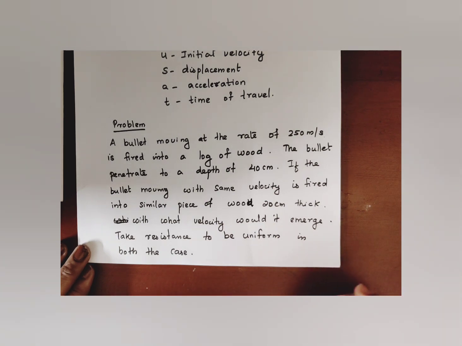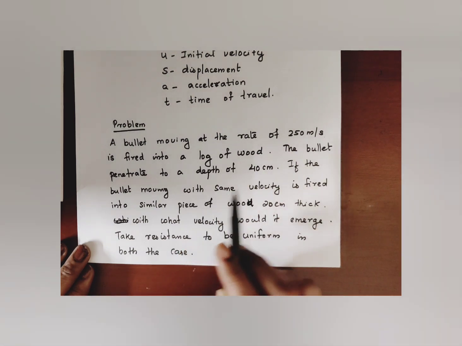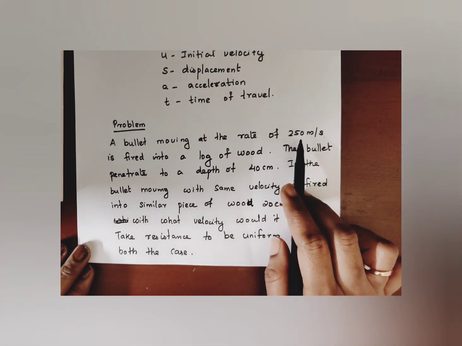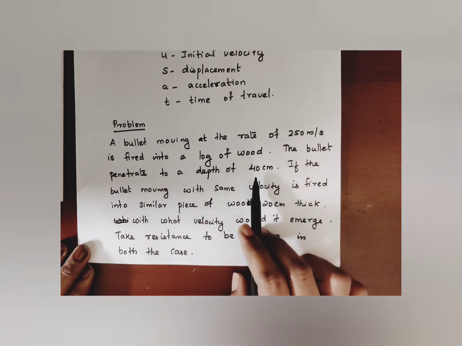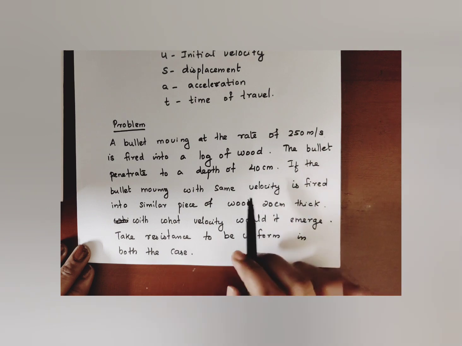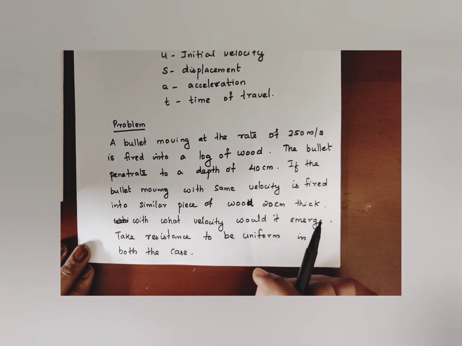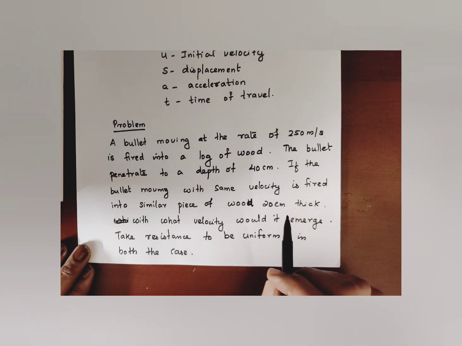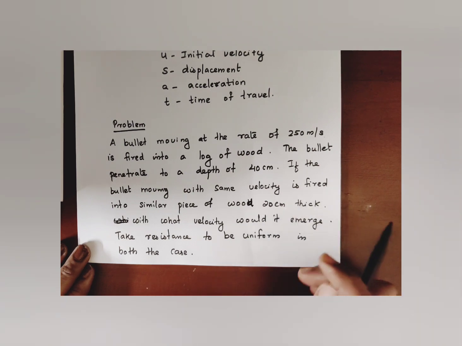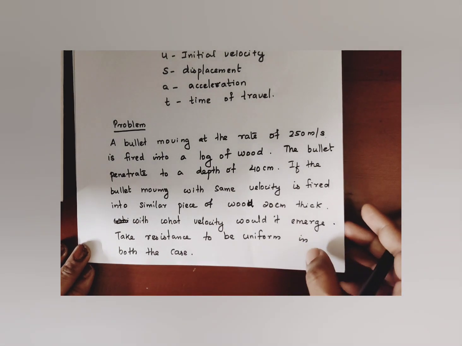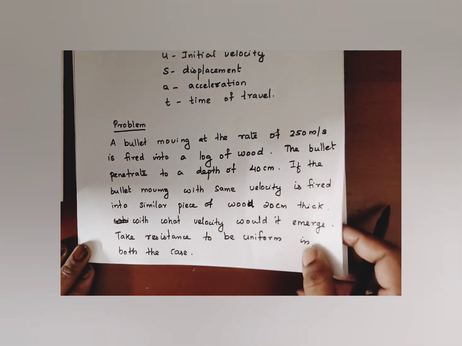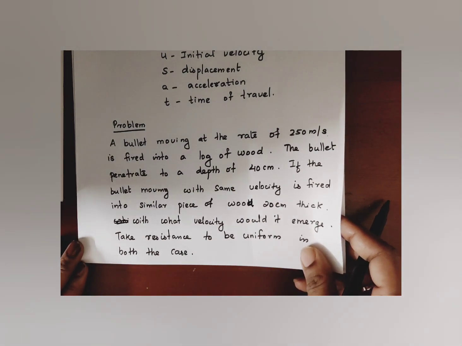So here you are having two different cases. A bullet is moving with an initial velocity of 250. It is fired into a log of wood. In the first case, the depth of the wood is 40 centimeter. In the second case, the thickness of the wood is 20 centimeter. You have to calculate the velocity with which the bullet comes out from the second wood, that is 20 centimeter thick wood.